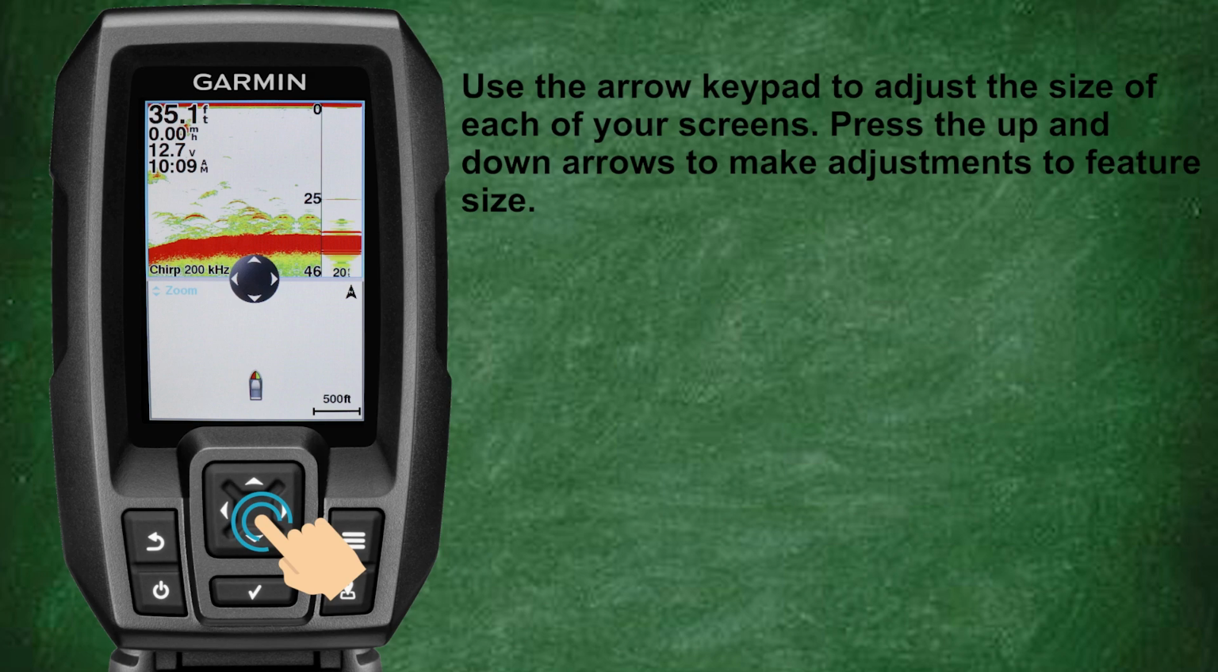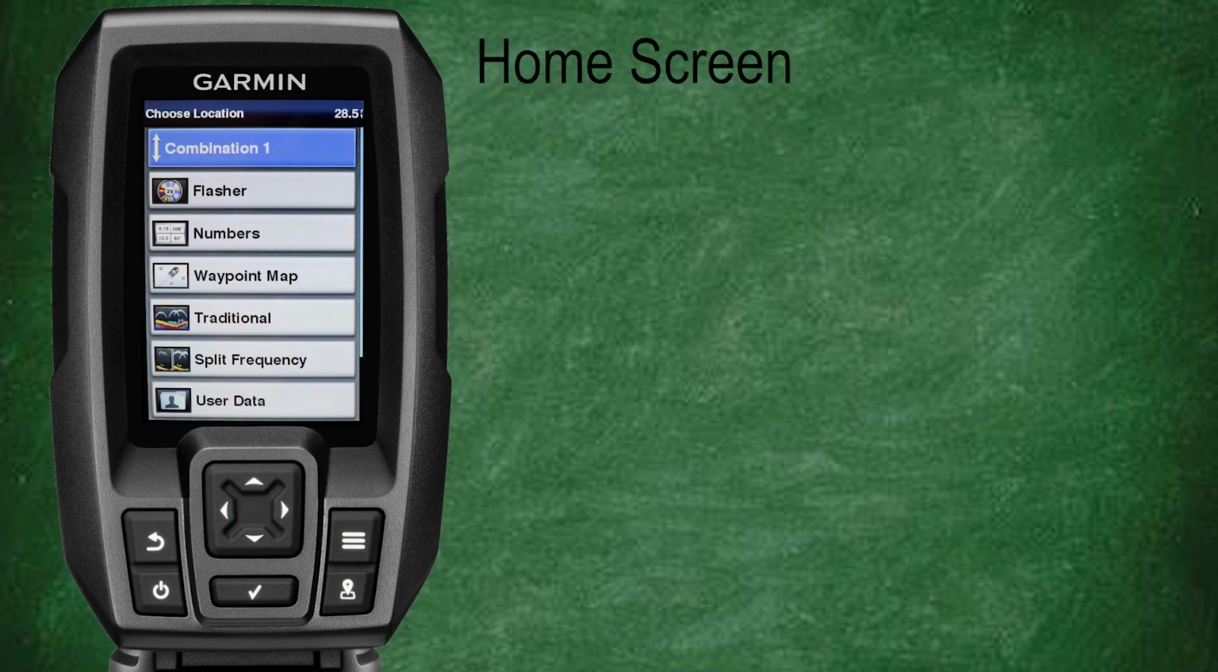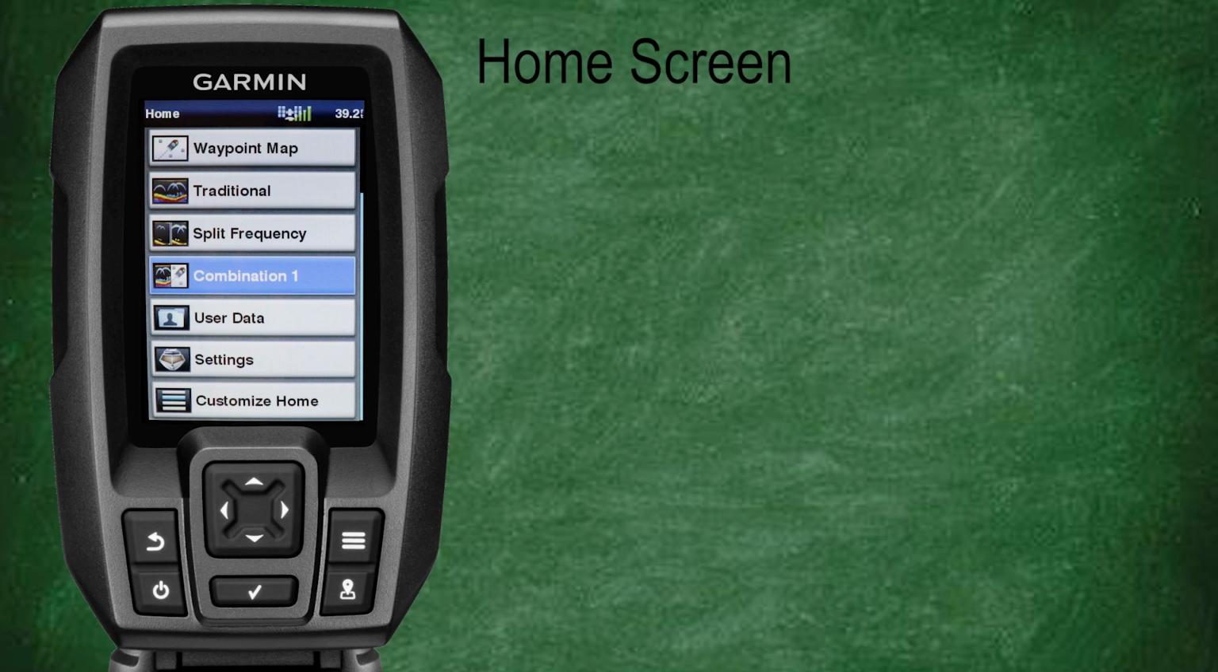And once you get your screen split dimensions that you're happy with, you press the enter button. Our combo screen now shows up on the home screen, and we'll use the arrow keypad to move it into our preferred position on the home screen. Once in position, press the enter key and our new combo screen will be added to the home screen. Now let's select our new combo screen from the home screen.